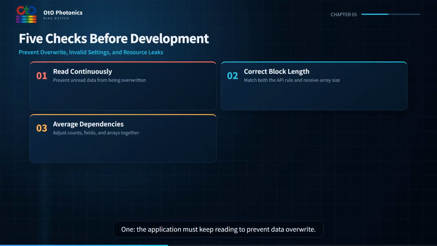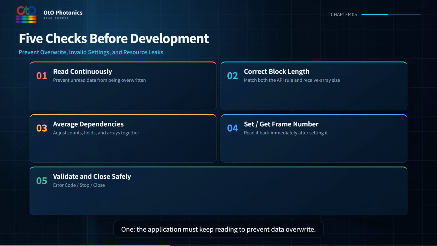Before development, confirm 5 important points. First, ring buffer only provides temporary storage. It does not replace continuous reading by the computer. The application must call the acquisition function reliably so that unread data is not overwritten.